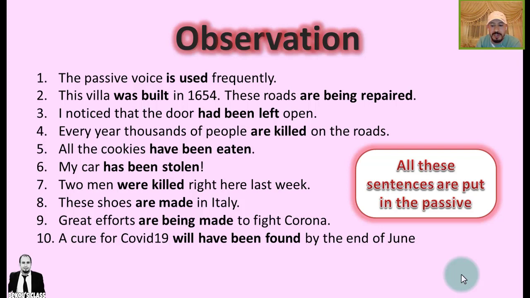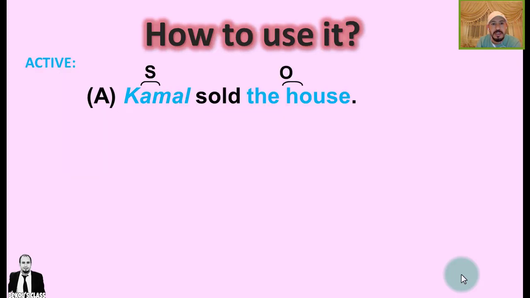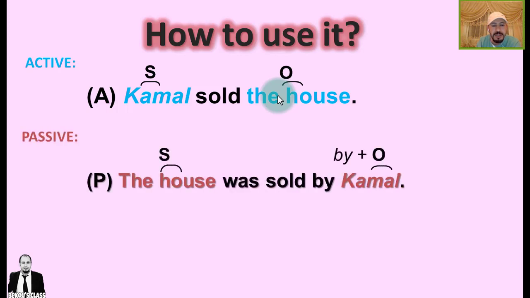Alright, so we're going to see how they are formulated, how to change the active to the passive. Let's see this sentence here. Normally, if you want to put a sentence from the active to the passive, we need to have a subject, a verb and an object. This is very necessary in the passive. There should be an object. So this becomes, in the passive, the house was sold by Kamal.